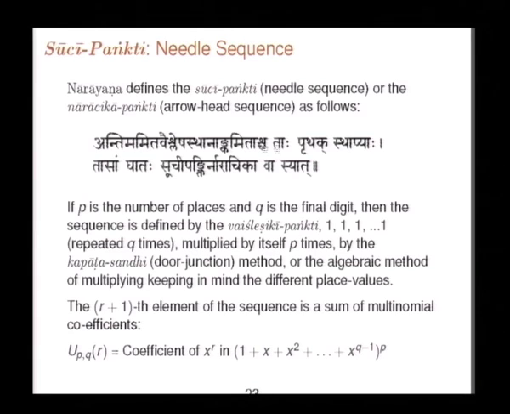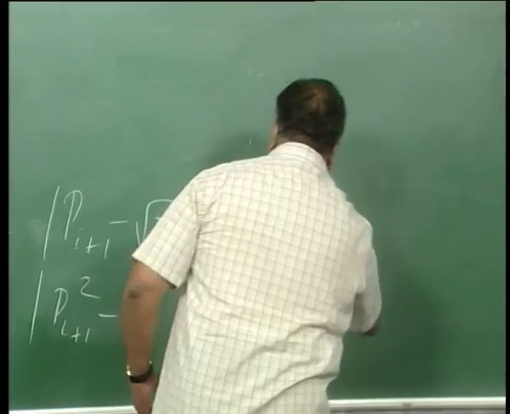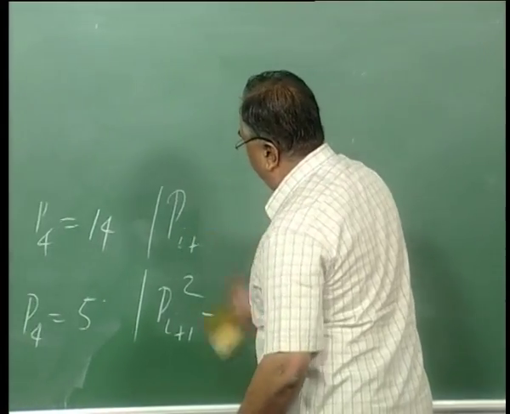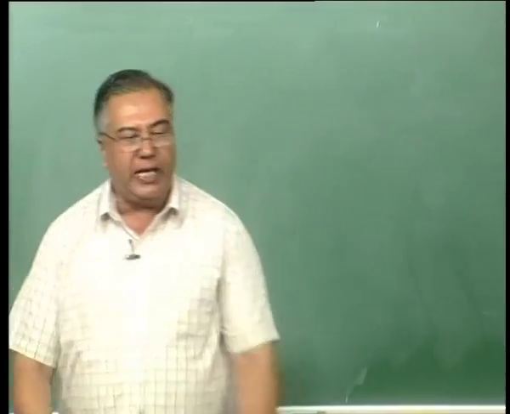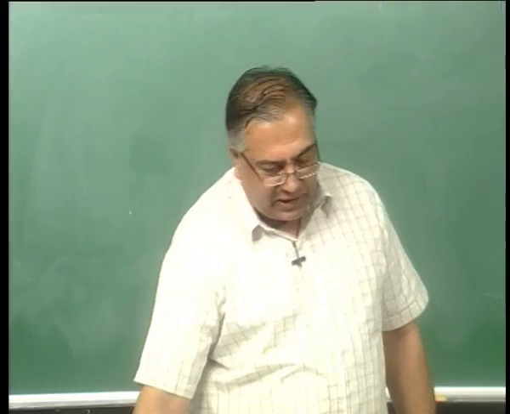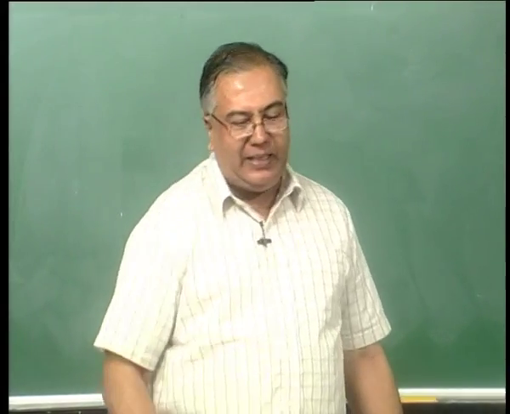So, how is it to be done? You first do the Vaishleshiki Pankti, which he has defined earlier, that is, you put 1 next to itself q times. 1 is put next to itself q times, that is called the Vaishleshiki Pankti. Then you multiply that by itself p times. The elements of the Narachika Pankti will come. And the method of multiplication is the algebraic method of multiplication, or what in India is called the door junction, Kapata Sandhi method. So, let us first see that.